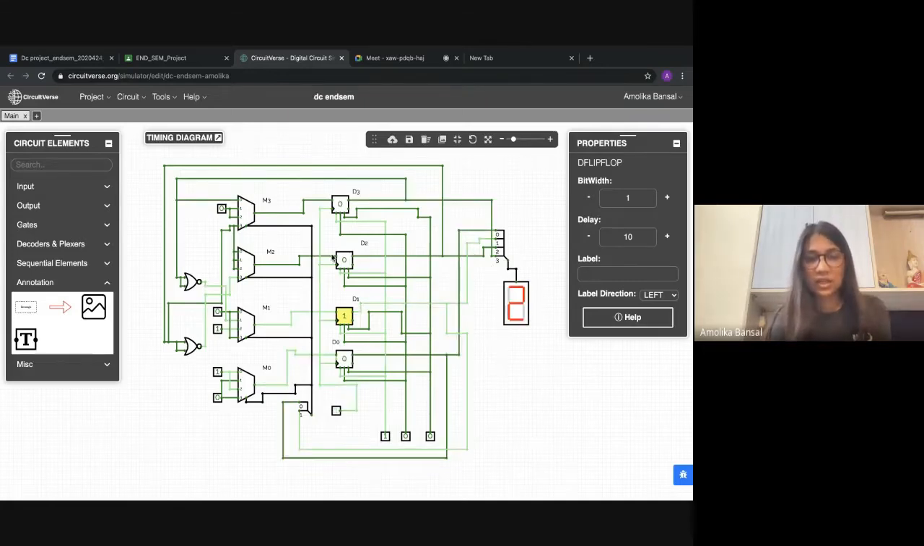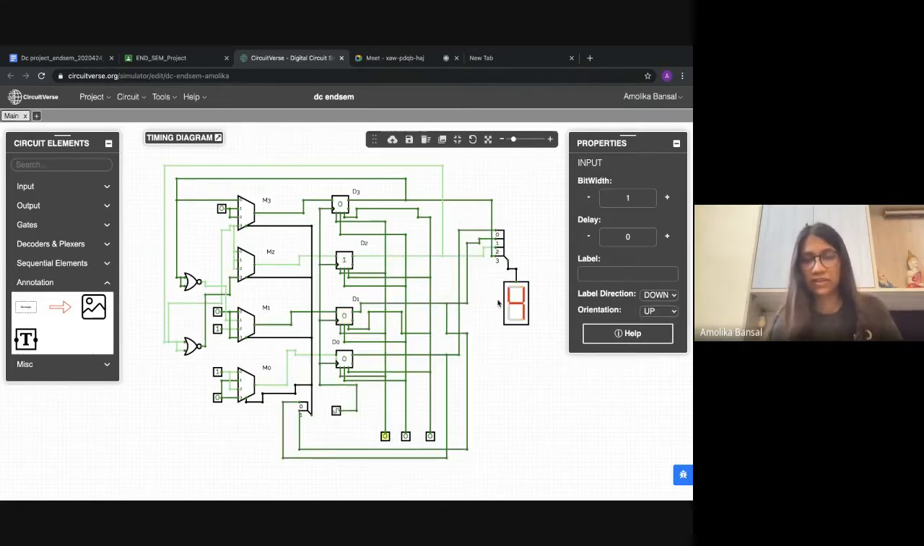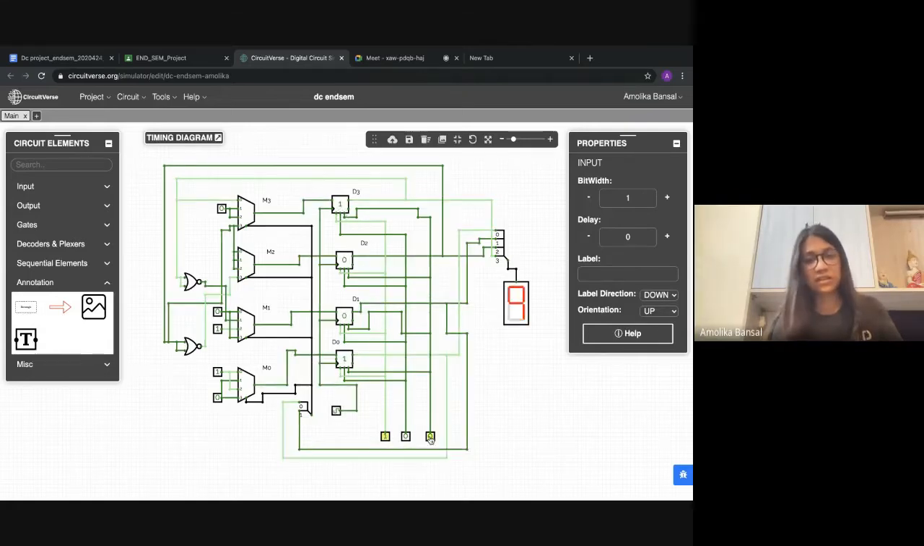In the D flip-flops, these inputs are enable, preset, and the asynchronous reset. So enable has to be 1 for the circuit to work. If I set this to 0, it stops at one digit. So enable always has to be 1 here. And if I press this asynchronous reset to 1, the circuit would reset to 0.